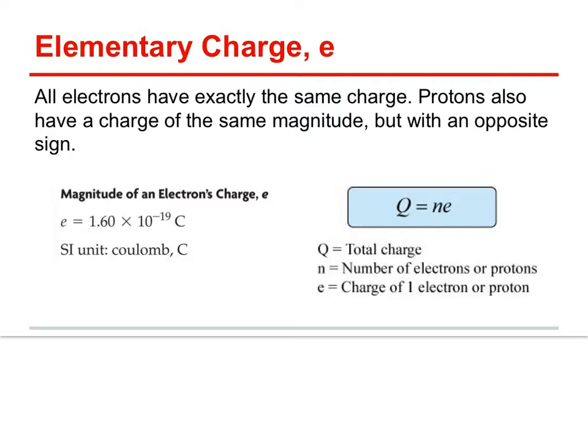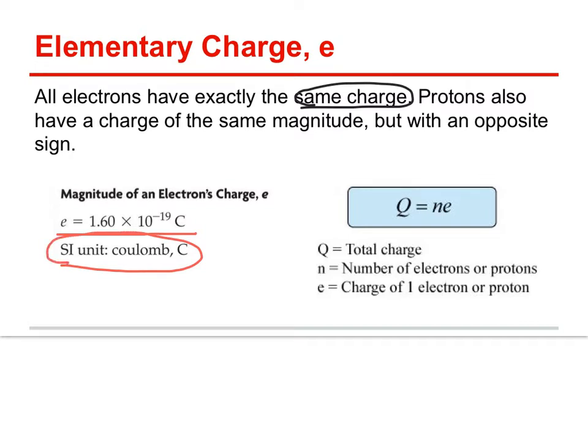All of our electrons have the exact same charge, which makes it really nice to do our calculations. Protons also have a charge of about the same magnitude, but with an opposite sign. Since our electrons are the only ones that can jump, we're going to focus on these. So the magnitude is 1 electron equals 1.6 times 10 to the negative 19th coulomb. This is our SI unit, our unit for electric charge.